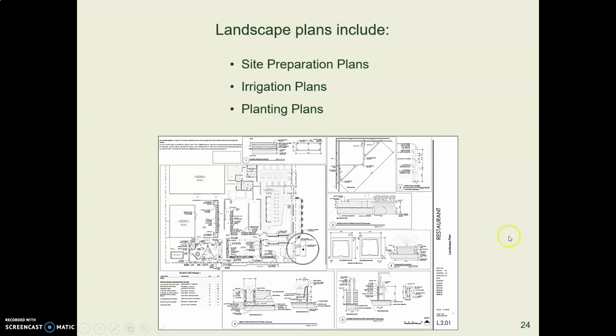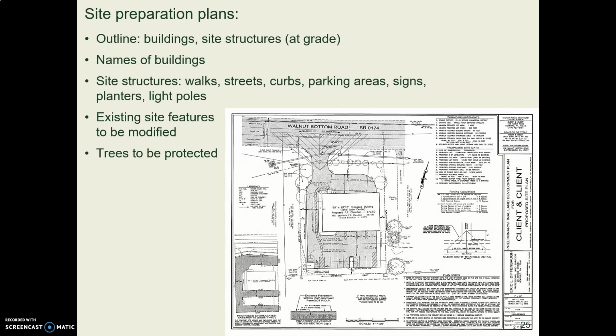And then landscape plans, if you have a sheet starting with an L, at the least you'll probably have these: something about the site preparation and probably grading and topography. You could have irrigation plans, you could have planting plans. You need to show where the buildings are, the existing buildings and the proposed buildings, various site structures like where's the sidewalk and the light poles and so forth. And here's the point I wanted to emphasize, protection plans.